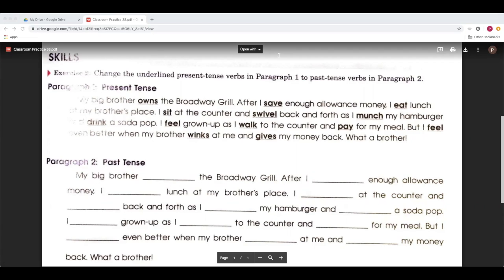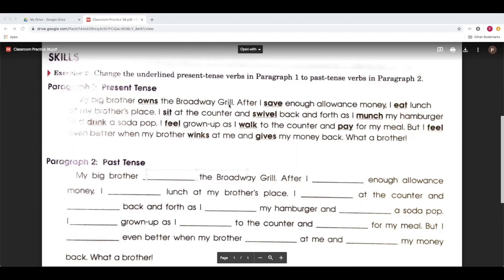I sit at the counter and swivel back and forth as I munch my hamburger and drink a soda pop. I feel grown up as I walk to the counter and pay for my meal, but I feel even better when my brother winks at me and gives my money back. What a brother. Okay, we have to change all of these present tense verbs to past tense verbs.